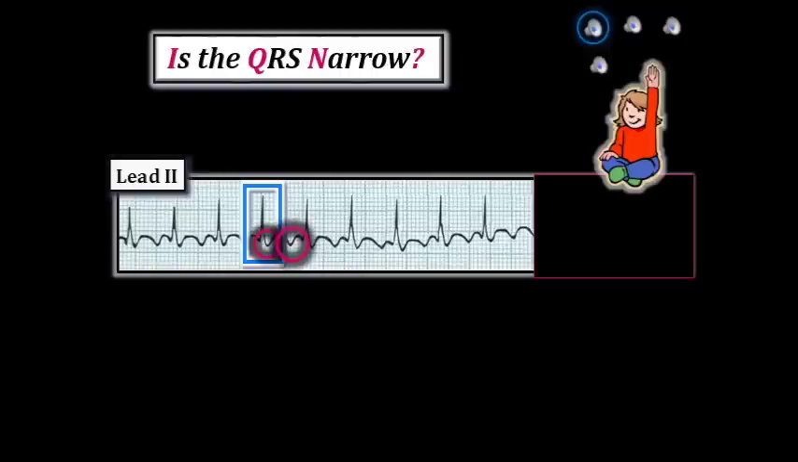It turned out that this negative deflection was not part of the QRS, but it was only after we obtained a 12-lead ECG done during the tachycardia that we knew this for certain. So we needed a 12-lead ECG in this case in order to be certain that the QRS complex was narrow and that the rhythm was supraventricular.